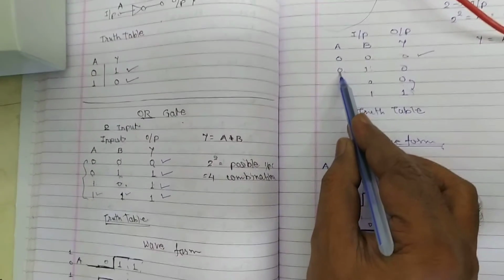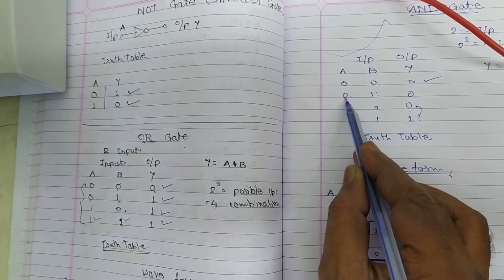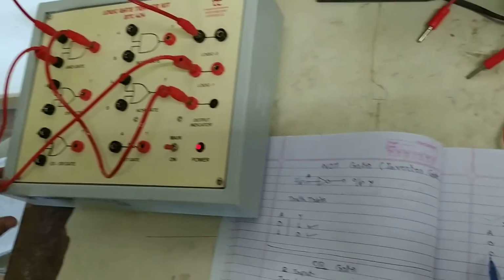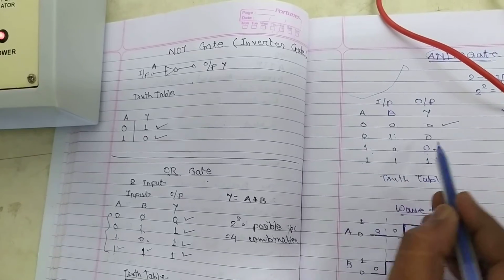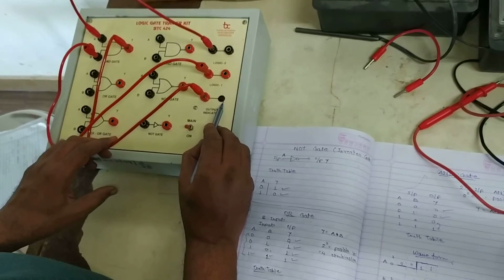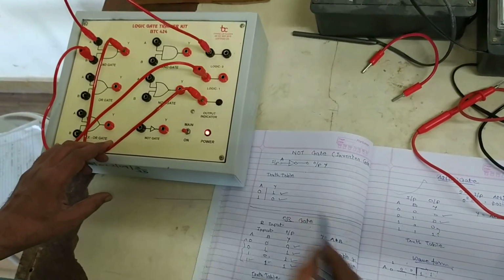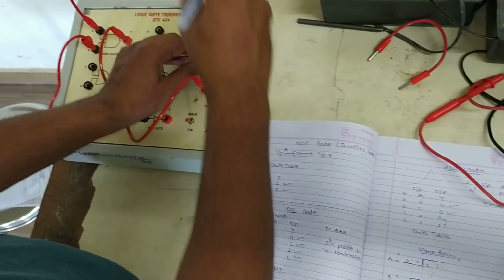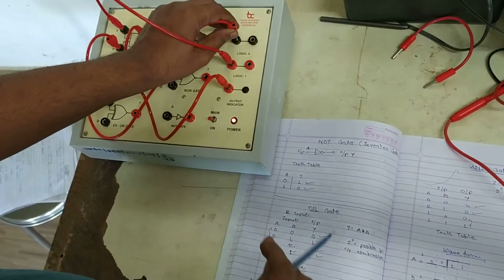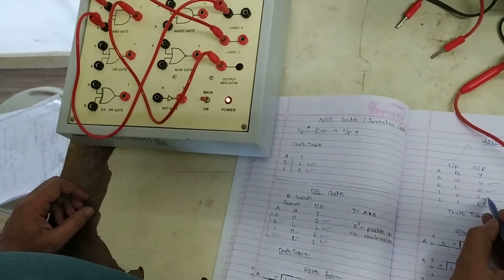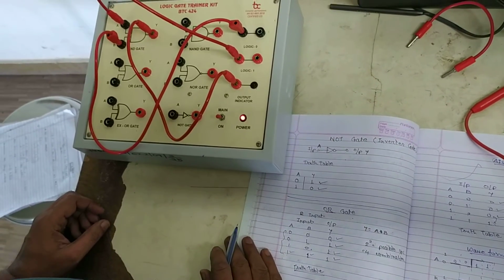Now moving towards A is 0, means this A is 0. Here we are connecting this B to 1. So A is 0, B is 1, its output is also 0. You can see here the LED is off. Fine. Now moving towards A is 1 and B is 0. Again at that instant this LED is off, so you can verify the output is 0.